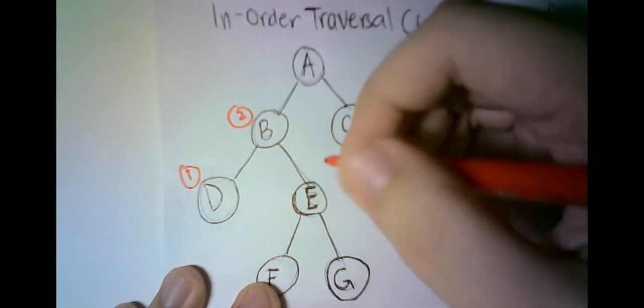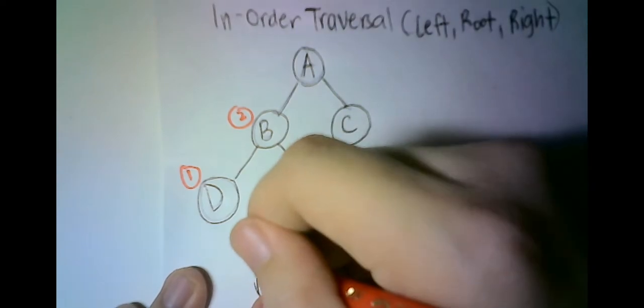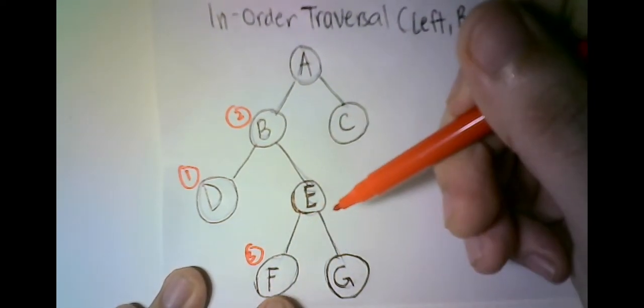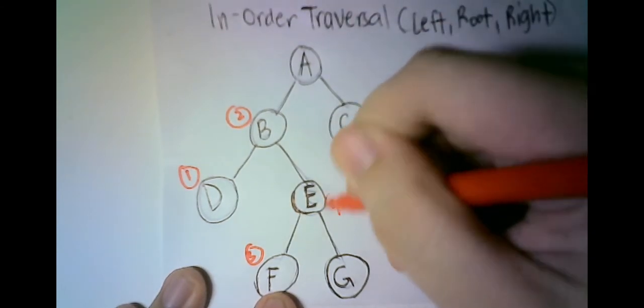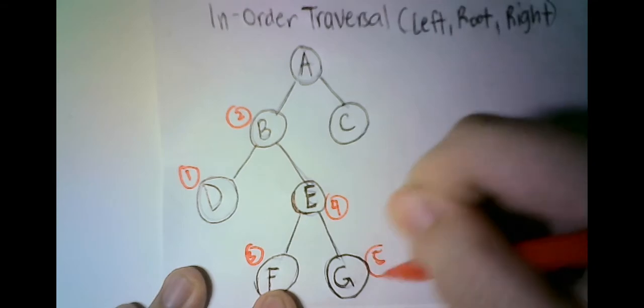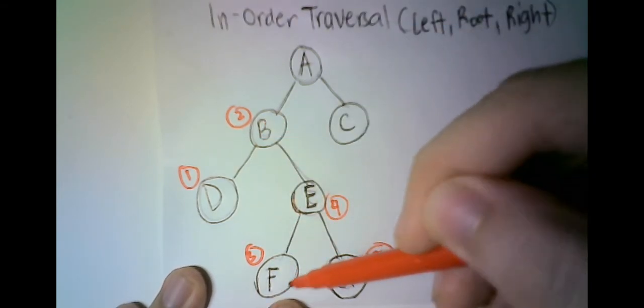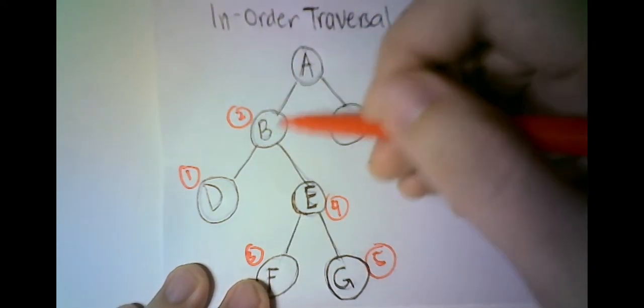But E here has children nodes, so we start again from the left, which is F. Then you go to the root, which is E. And you go to the right, G, which is the fifth. D, B, F, E, G. Now the left node, B, is complete.